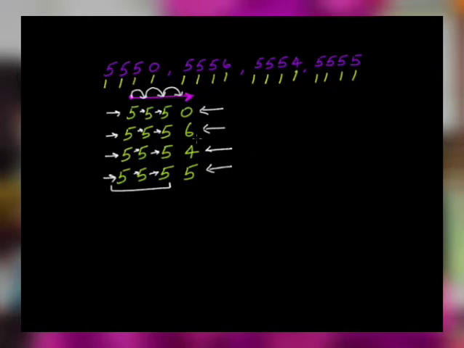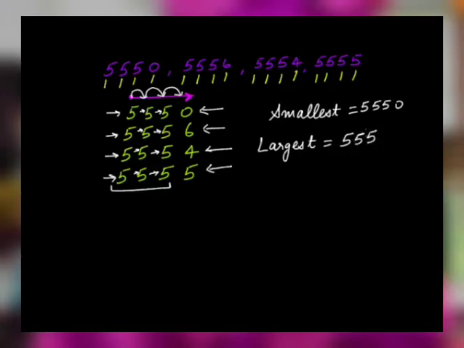Okay, so here we have 0 as the smallest digit, right? So the smallest number would be 5, 5, 5, and 0, and the largest number would be 5, 5, 5, and which one is the largest? Obviously 6, right? So 6. This is the largest number.